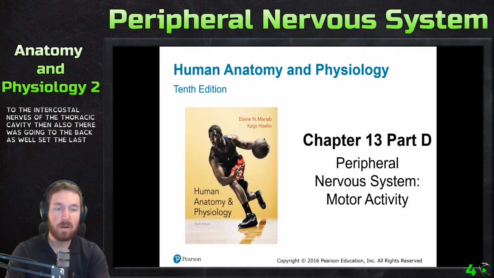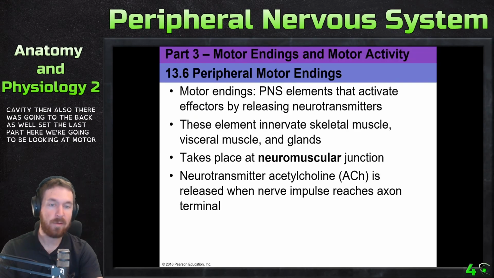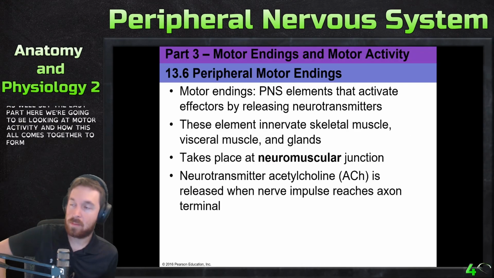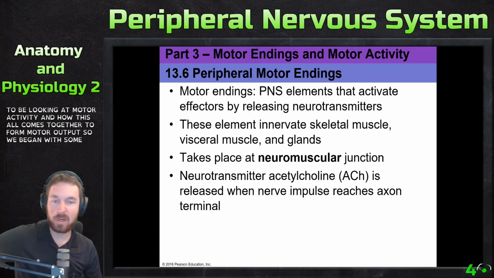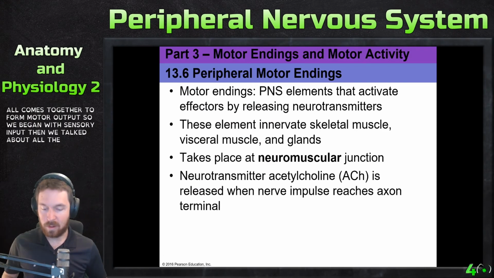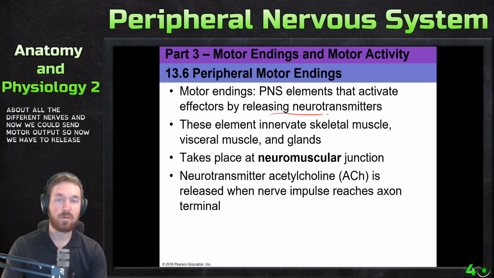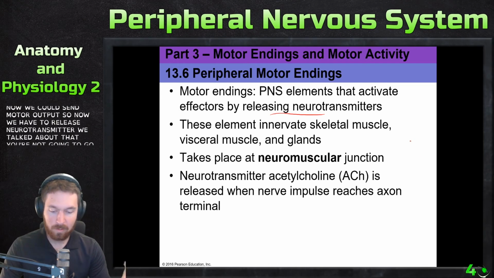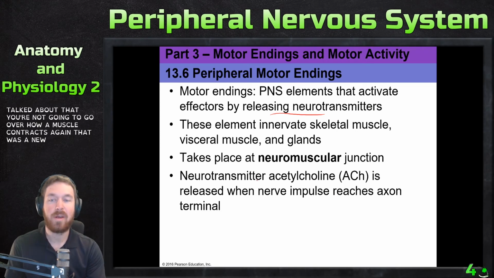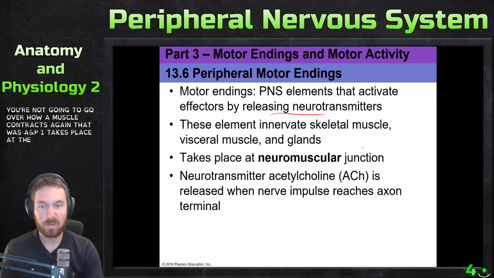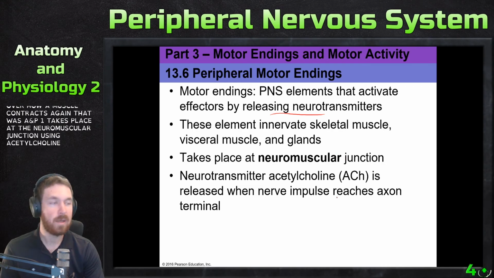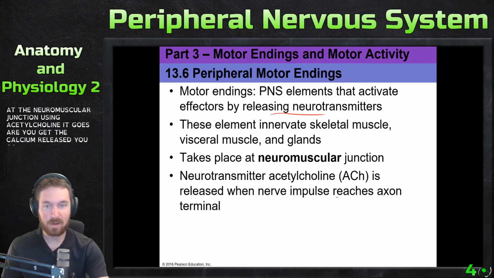So then the last part here, we're going to be looking at motor activity and how this all comes together to form motor output. So we began with sensory input, then we talked about all the different nerves, and now we get to send motor output. So now we have to release neurotransmitter. We're not going to go over how muscle contracts again. That was A&P 1. But remember, this takes place at the neuromuscular junction using acetylcholine. It goes there, you get the calcium release, you get a muscle contraction.